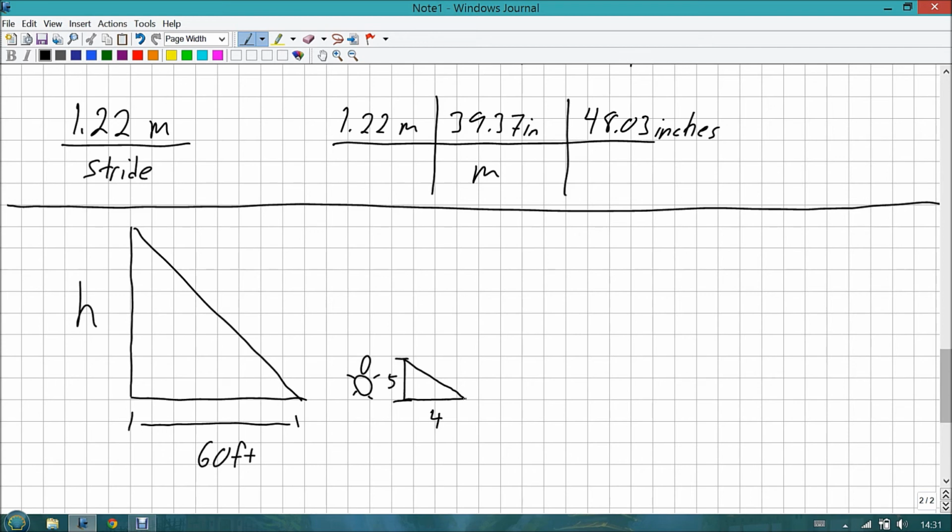So because they're proportional, I can say that for a person who is 5 feet tall, they cast a 4-foot shadow. That has to be the same thing as an unknown tall item given a 60-foot shadow. And then we can cross multiply to find the exact height. 60 times 5 is 300. 4 times h is 4h. So obviously 4h is equal to 300.